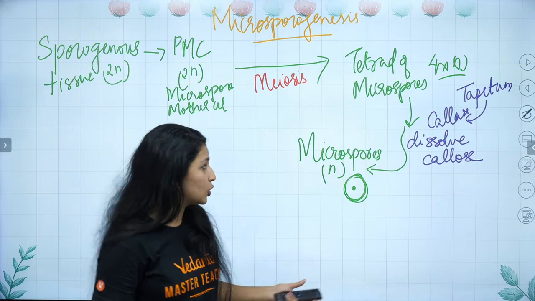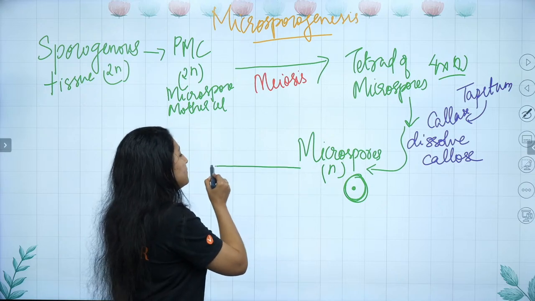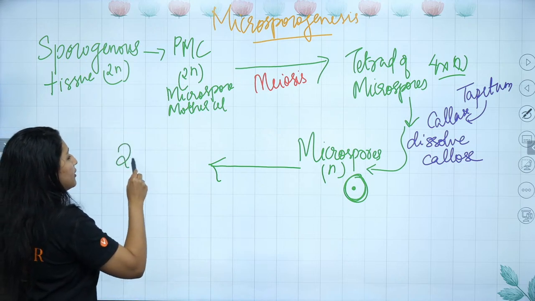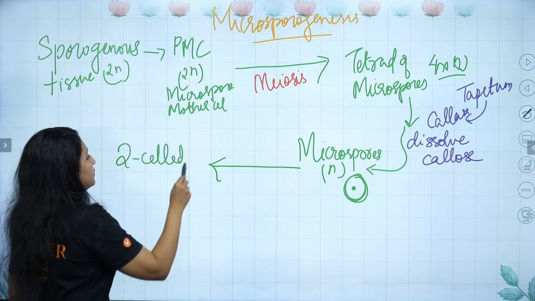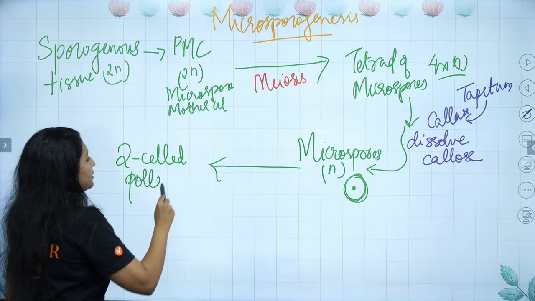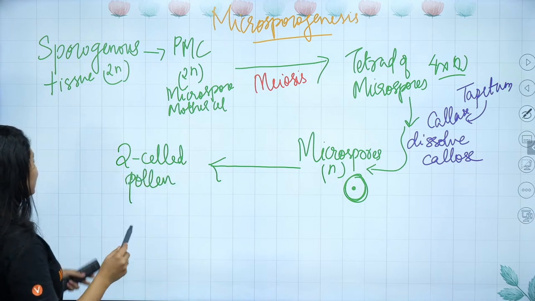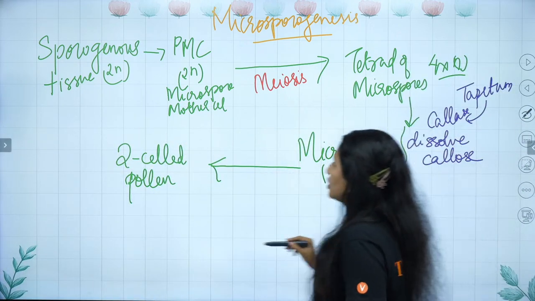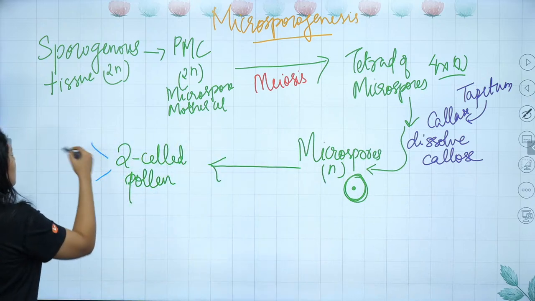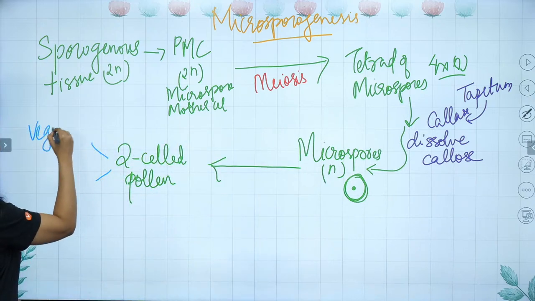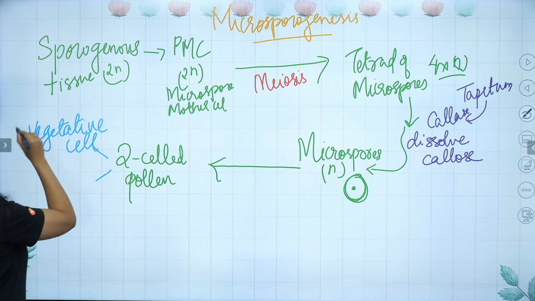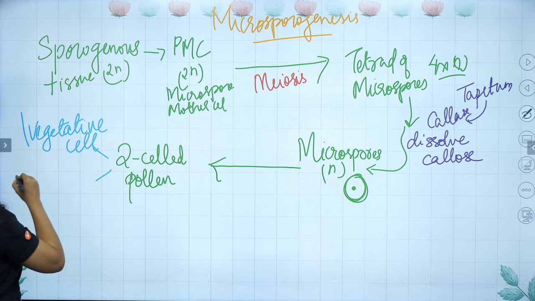But that's not enough. This has to undergo division, and it'll form the two-cell pollen grain. That means there are going to be two cells. Let's name the two cells. One is going to be the vegetative cell and one the generative cell.